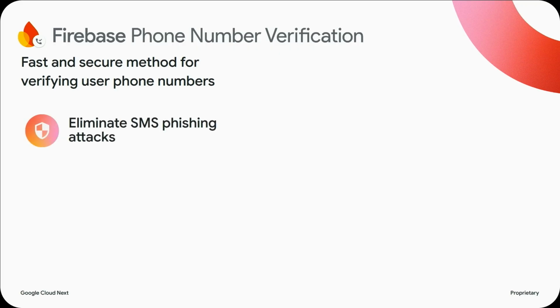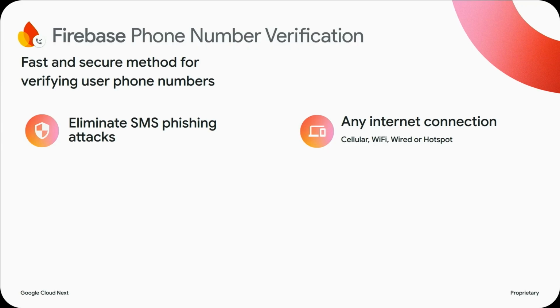Phone number verification, or FPNV for short, provides several benefits over SMS alone, starting with the fact that no SMS messages are sent, which eliminates SMS phishing. FPNV works over any internet connection, cellular, Wi-Fi, wired, or hotspot, allowing developers to reach any connected user. Carriers are the source of truth. Your app is able to get the phone number directly from the carrier via the carrier's SIM.